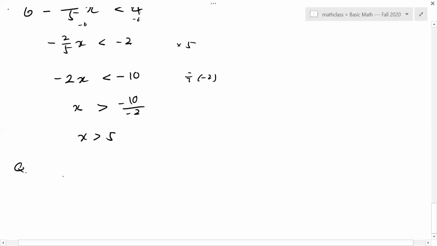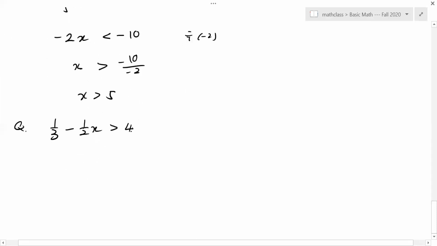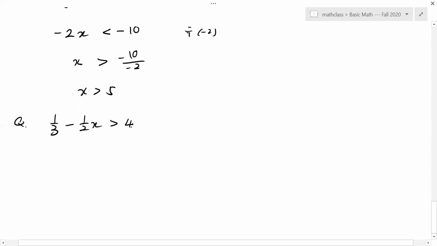Okay, let's work out this. Now the both terms have a fraction there. Right. And how do you simplify? What is the most efficient way to simplify?